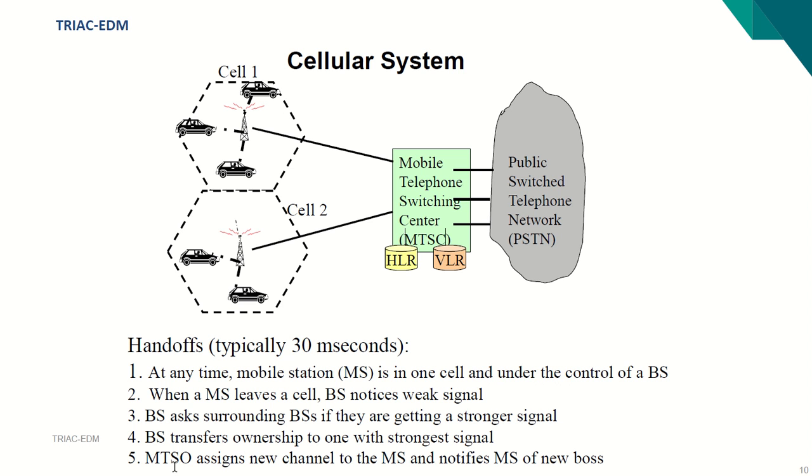Then the switching center assigns a new channel to the mobile device and notifies the mobile device of the new boss. So for example, this person goes to here, then this will be his new boss, and the center will assign a new channel to this person, and also notify him that this base station is the new boss, so he will communicate with this new one.